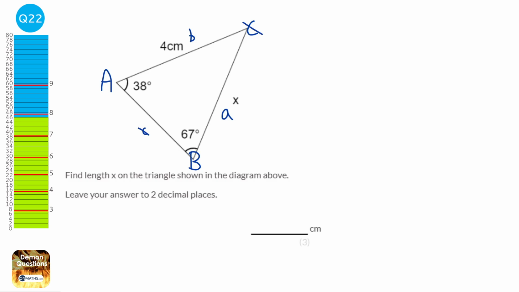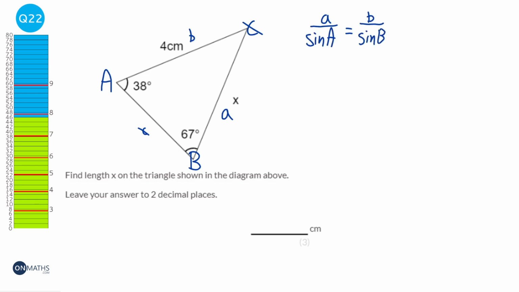Now when you've got two pairs of angles and sides, you're going to be using the sine rule. Now, the sine rule is either sine A over a, or it's a over sine A. Now, when we're looking for a length, we put the length on the top. So it's going to be lowercase a over sine capital A equals lowercase b over sine capital B.